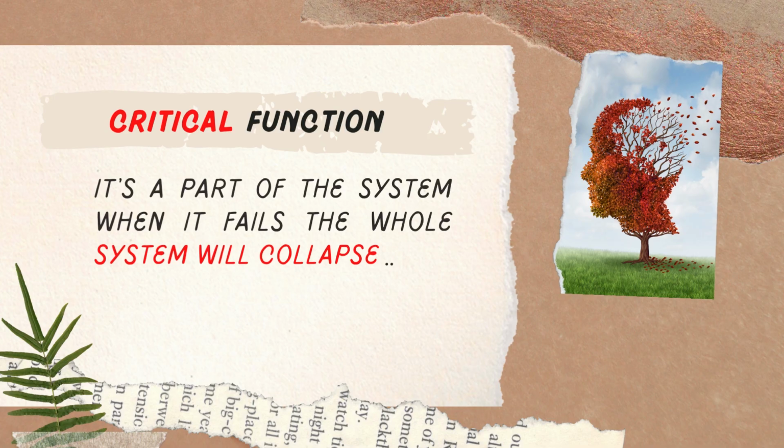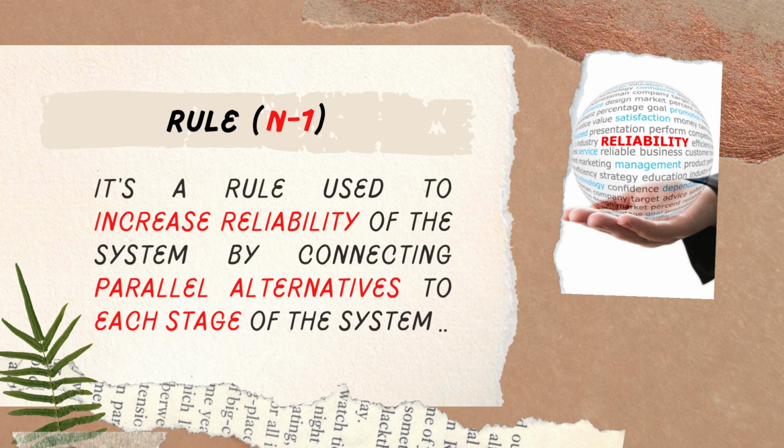So a critical function is a part of the system. When it fails, the whole system will collapse. This is why we have something called rule n minus 1. It's a rule used to increase reliability of the system by connecting parallel alternatives to each stage of the system.